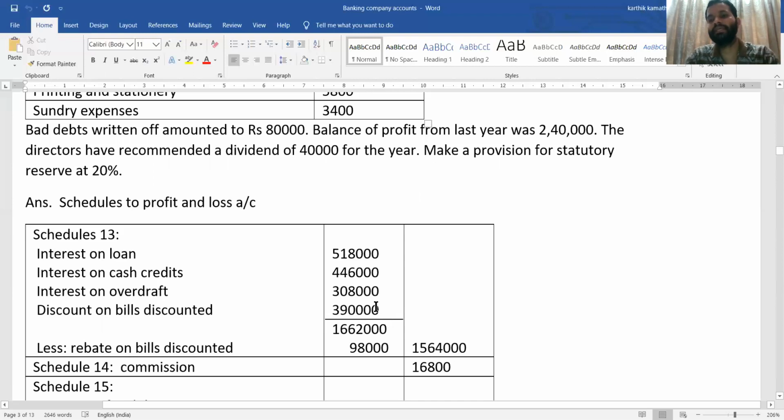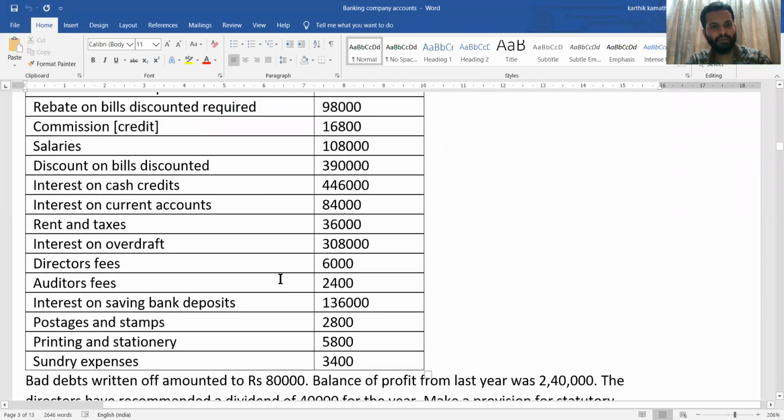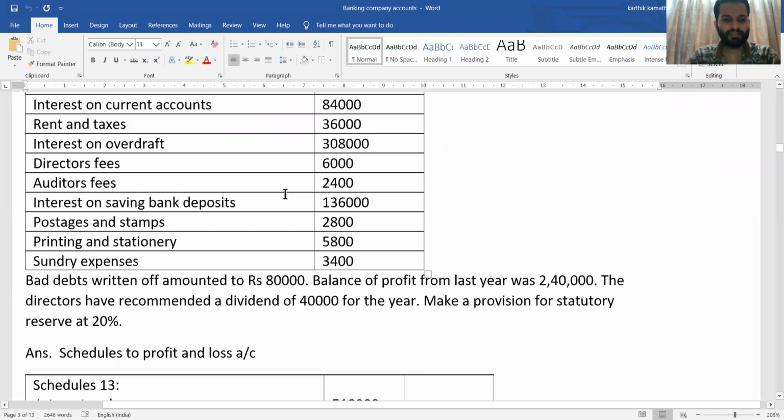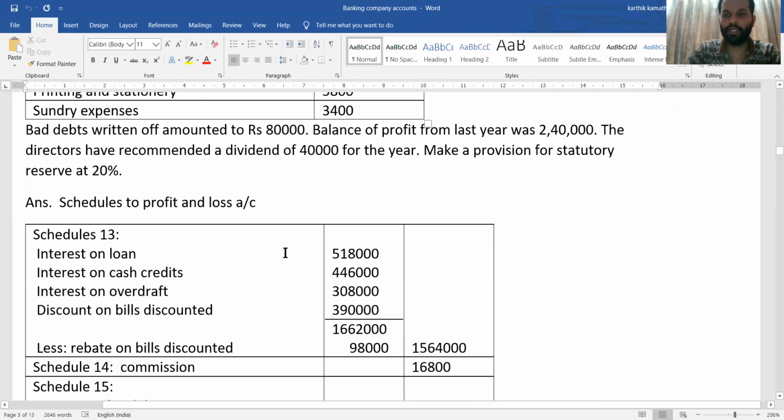From 16,62,000, you need to deduct the rebate on bills discounted. The rebate on bills discounted given in the problem is 98,000. Anyway, whenever you see rebate on bills discounted, you need to deduct it from schedule number 13, and you need to show it in schedule number 5 in the balance sheet.